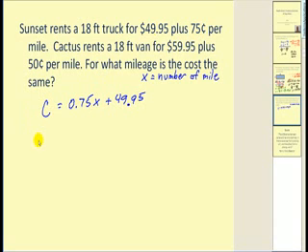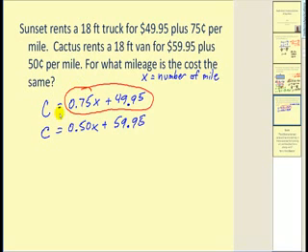Now if we go with the 18-foot van from Cactus, the cost is going to equal 50 cents per mile, so 0.50 times x plus the fixed cost of $59.95. So there's our system of equations. The question asks, for what mileage is the cost the same? So we're trying to find the values of x and C that satisfy both equations at the same time. Again, we can solve this using a variety of methods, but what sticks out for me is substitution, because both equations are already solved for C.